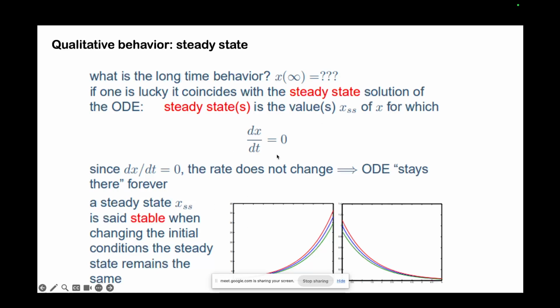So mathematically, that is how we define where dx/dt equals 0. You can think of it from a mathematical perspective as well. When dx/dt equals 0, the slope of your curve is 0. So it's a curve that is parallel to your x-axis, basically a stagnating curve. So if dx/dt equals 0, the rate does not change and the system stays there forever.